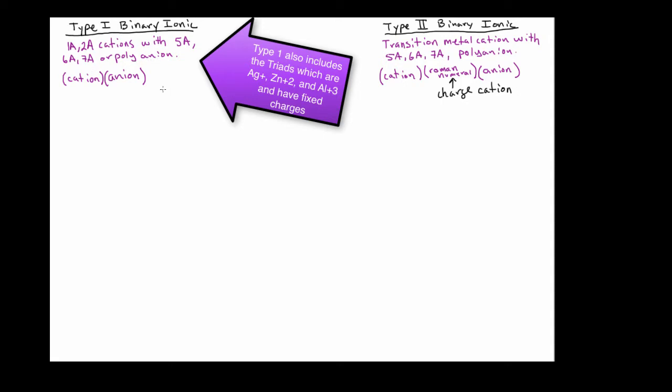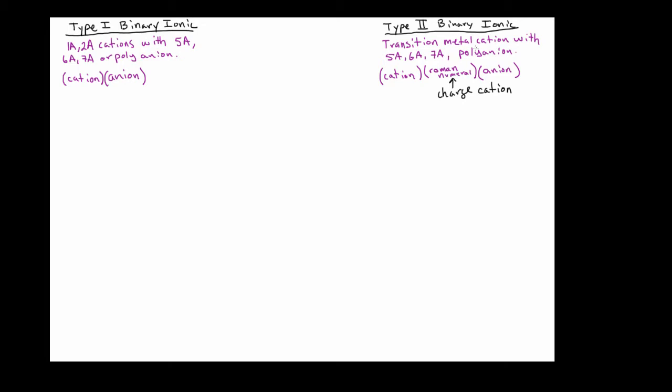In the case of type 1s, the name is fairly straightforward. We simply use the name of the cation, which comes from the name of the neutral element, followed by the name of the anion. So in the case of 5A, if it was the nitrogen derivative, we would call that nitride, for example.